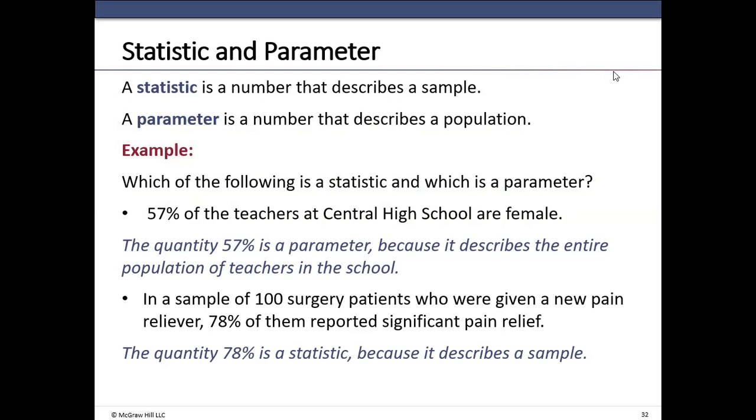In a sample of 100 surgery patients who were given a new pain reliever, 78% of them reported significant pain relief. So you have a sample size of 100, and out of those 100 patients, 78% reported significant pain relief. Therefore, 78% is a sample characteristic, a statistic.